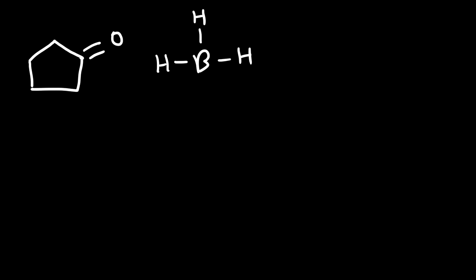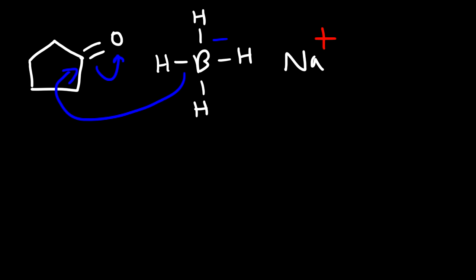Now, let's talk about the mechanism for this process. So let's use cyclopentanone as an example. And I'm going to reduce it with sodium borohydride. The boron atom has a negative formal charge, and sodium has a positive formal charge. The hydride ion will attack this carbon, causing the carbonyl bond to break. And so we're going to get an alkoxide ion, and here's the hydrogen that we added.